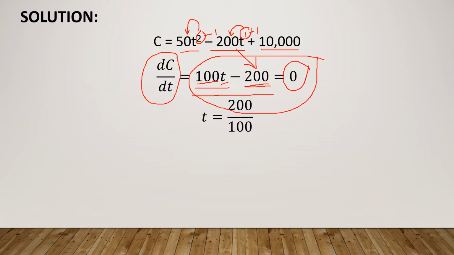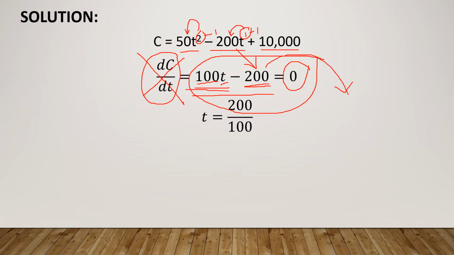For the next equation, upon simplifying, this 100t minus 200 is equal to 0. So we can neglect this part, your dc over dt here, because there's an assumption here that we assume that this equation is equal now to 0. Then we transfer this negative 200 to another side of your equation, from negative to positive. That's why it's positive 200 here.